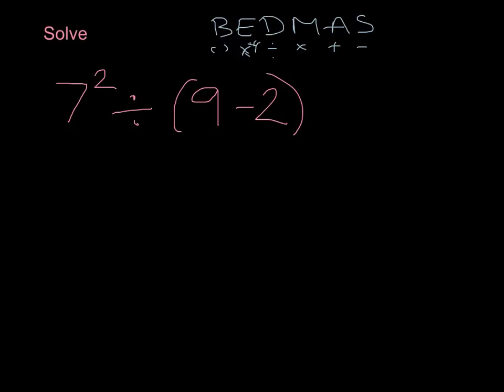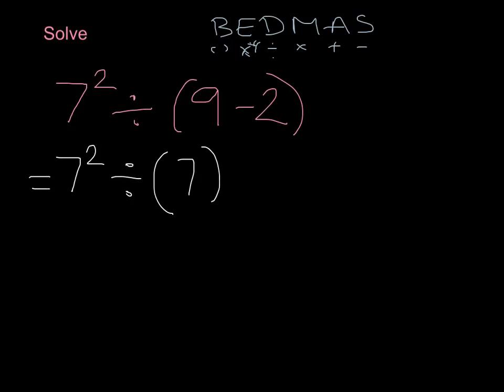So if I'm looking at this, I'm going to go ahead and solve. The first thing I need to solve, according to BEDMAS, would be my brackets. I'm going to leave the rest of the equation the way it is, 7 to the power of 2 divided by, and if I solve my first part, 9 minus 2 is 7. So I put that number in there. At this point, do I need to draw those brackets? No, I don't. I can get rid of them. There is no need for those brackets.